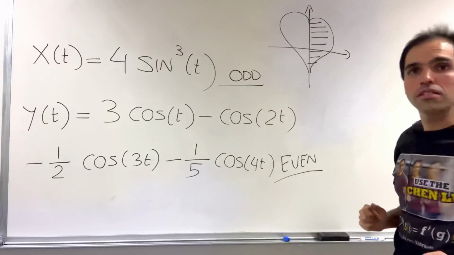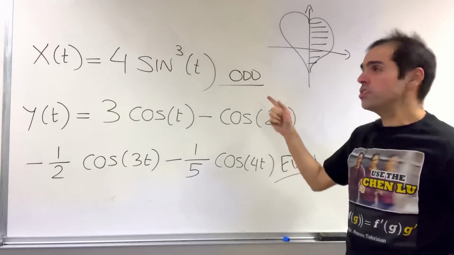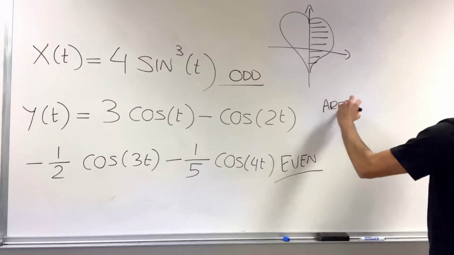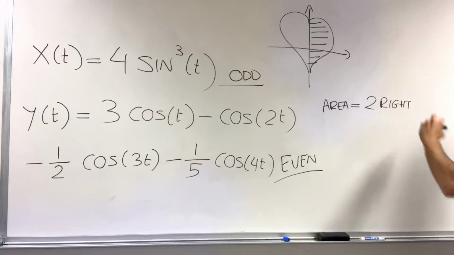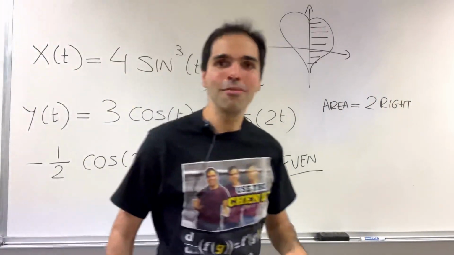And really what this is saying is that in order to calculate the total area, we just need to calculate 2 times the right area. So area is 2 times right, because as they say, 2 rights make a wrong.